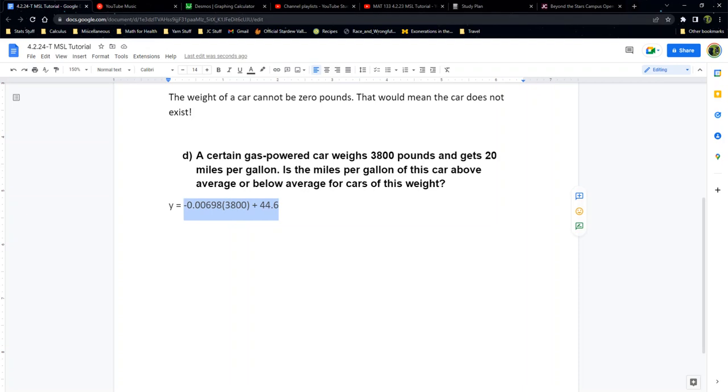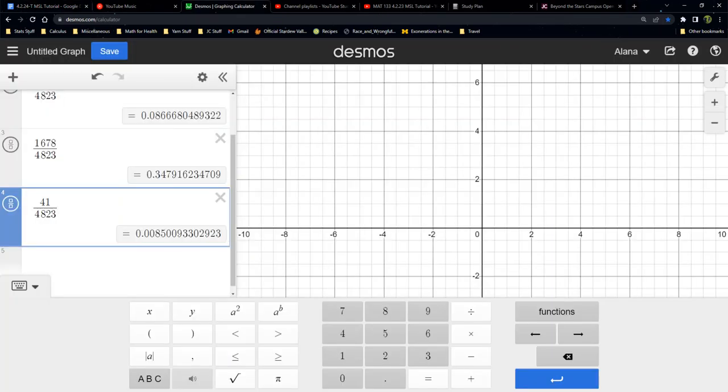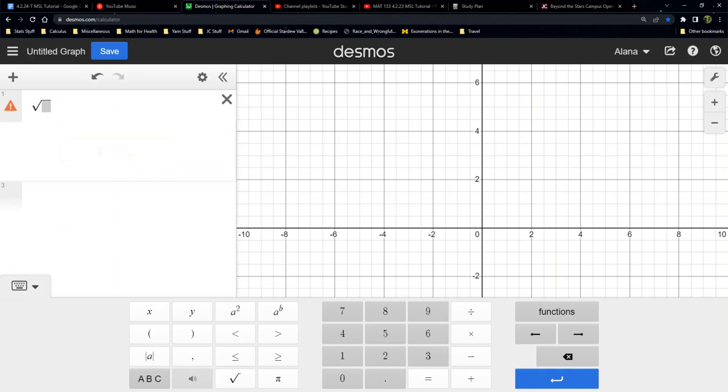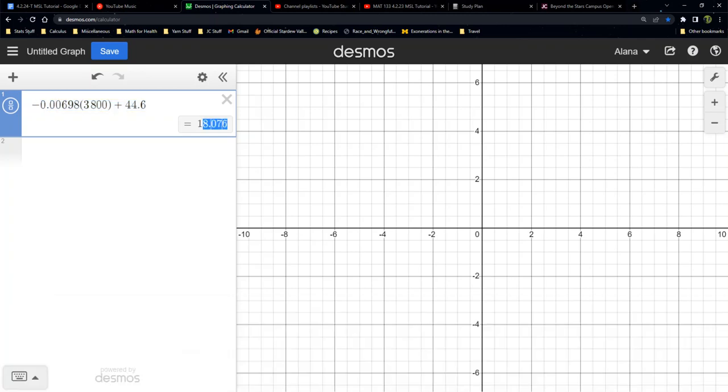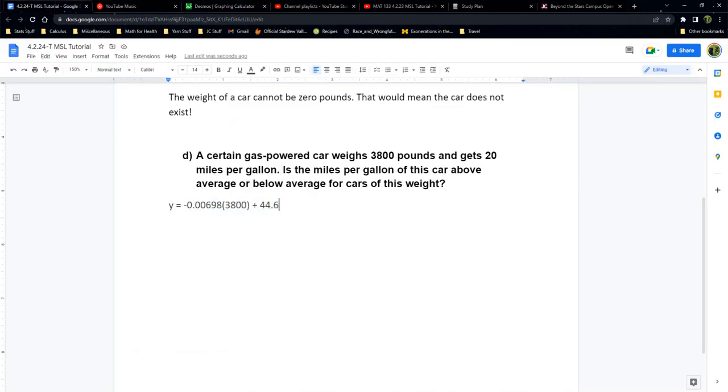And I am going to try to copy and paste this into Desmos. Hold on, I was showing something in class in Desmos. There we go, copied and pasted right out of there into Desmos. So it comes out to 18.076, and that would be miles per gallon.